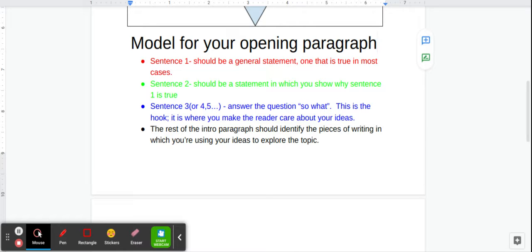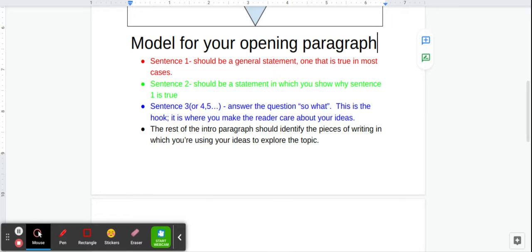The second sentence is one in which you should ask that first sentence, why? Why is it true? Why is sentence one true? The question again for sentence two is, why do you have to answer that? Because you want to, for your reader, define what you think the theme is.